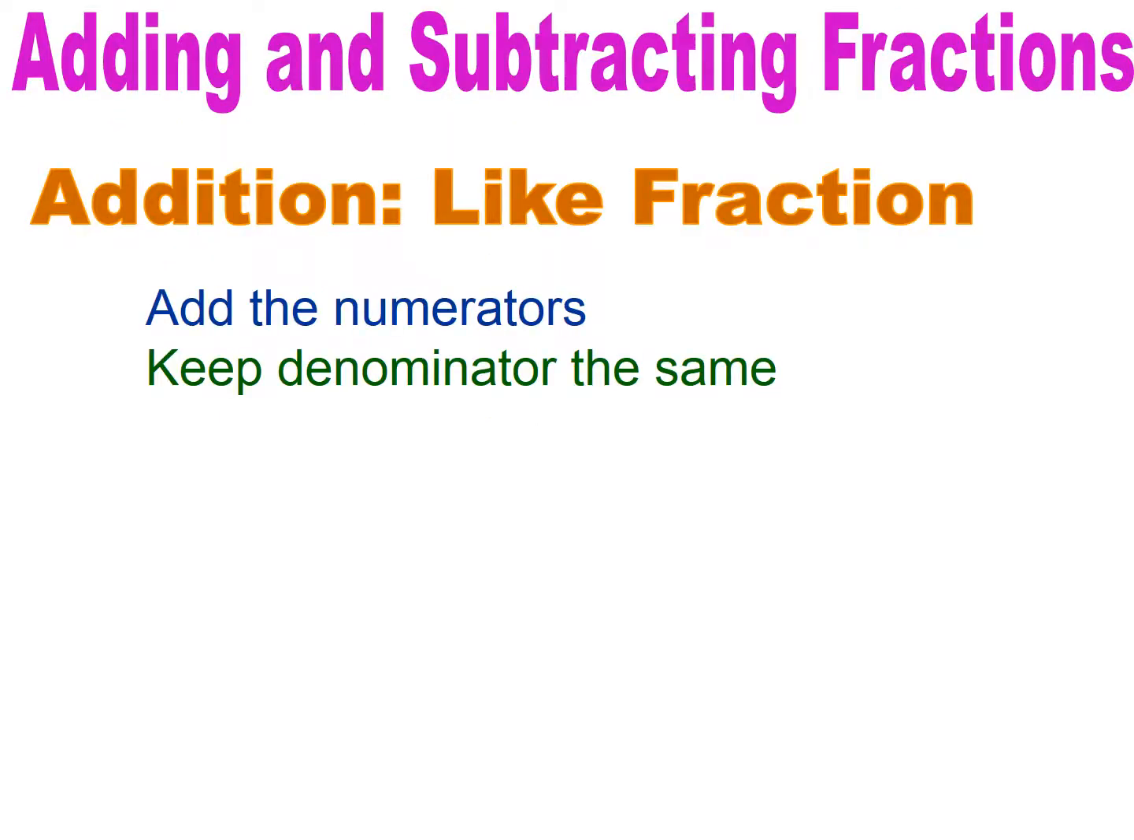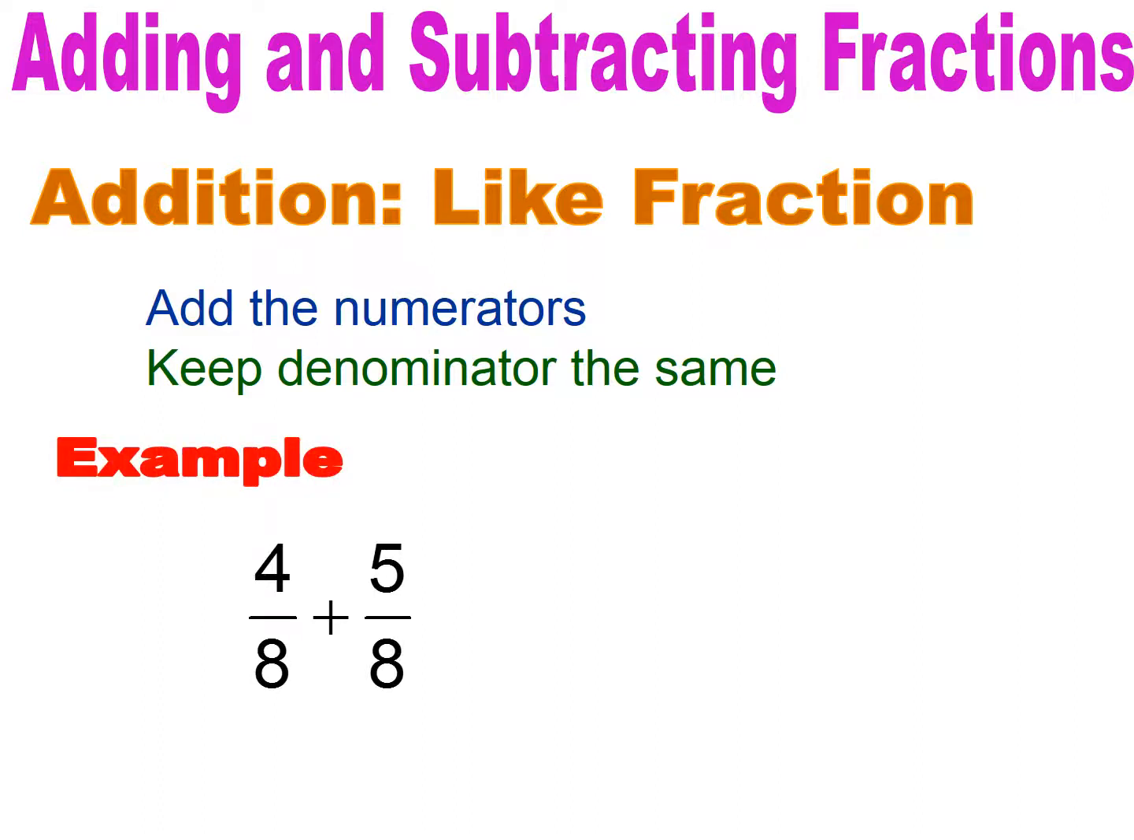When we're talking about adding and subtracting fractions, to add or subtract fractions, we need to have like fractions. And when they're like fractions, you add the numerators and keep the denominator the same. So in this example, I have like fractions because my denominators are both 8. Because they're like, I leave the denominator the same and I add the numerators. So when I add 4 over 8 plus 5 over 8, I get 9 over 8. And again, it has to have a common denominator in order for us to add or subtract fractions.